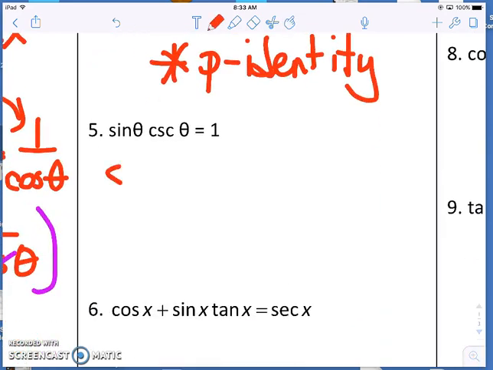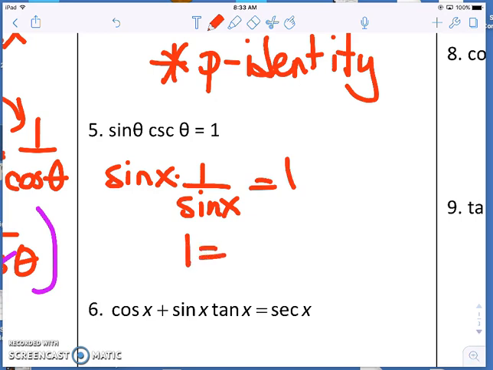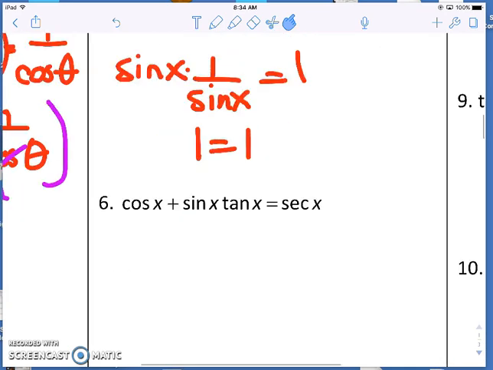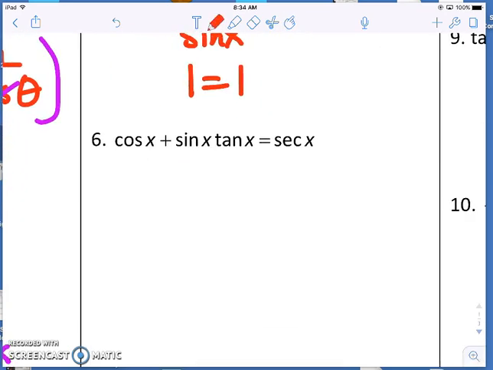Let's see this next one. If we rewrite everything, the sine of x, 1 over the sine of x equals 1. Sine over sine, so 1 equals 1. And a lot of these here, they just take practice because it's a lot of using those hints, but it's just a lot of practice on these.